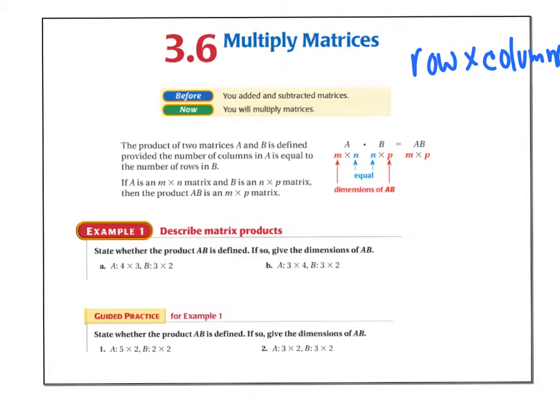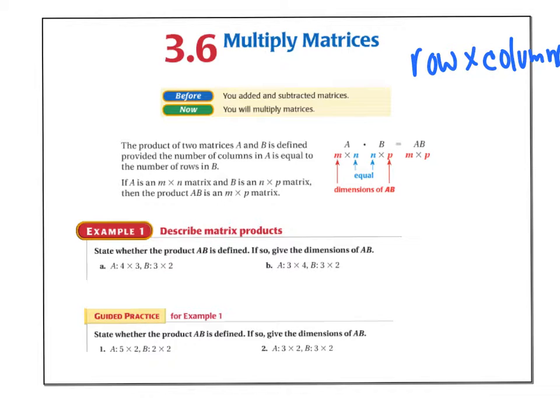Your first job is to look at the inside numbers. That is, the columns of the first matrix must equal the rows of the second matrix. And the answers are both 3. So yes, this is a defined product that we can do. And then the dimensions of your matrix, once you multiply it out, will be a 4 by 2. So we first say that yes, it is defined, meaning we can do it, and that your product matrix will be a 4 by 2. All right, let's move on to the next one.